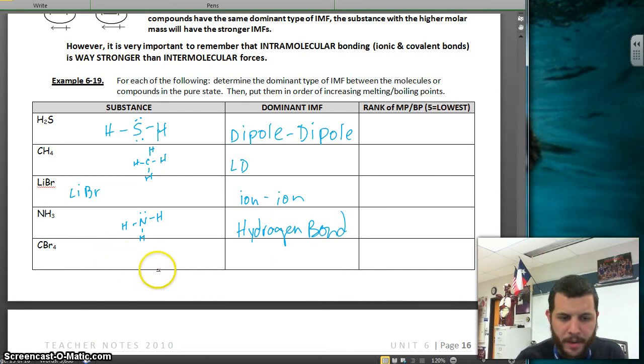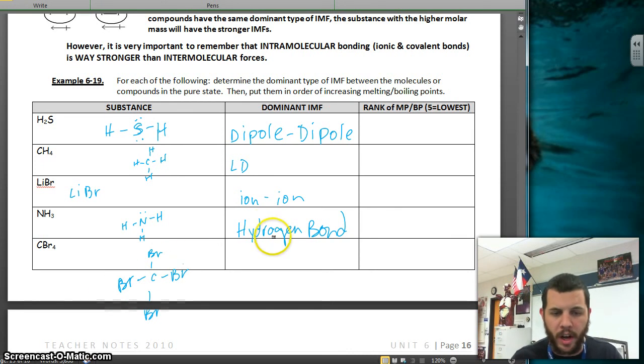And lastly, I have CBr4. This is bromine, so it's nonpolar, meaning it's going to experience London dispersion forces.